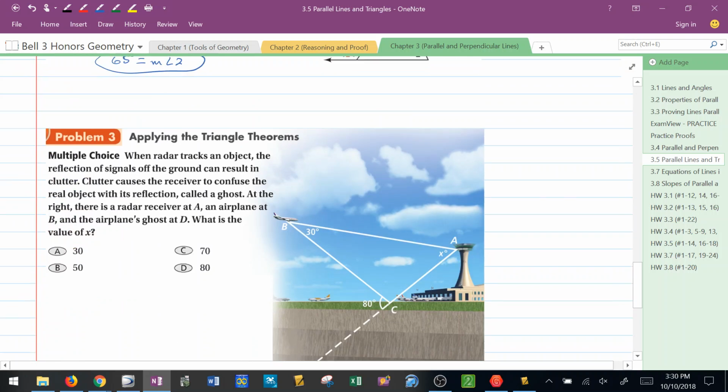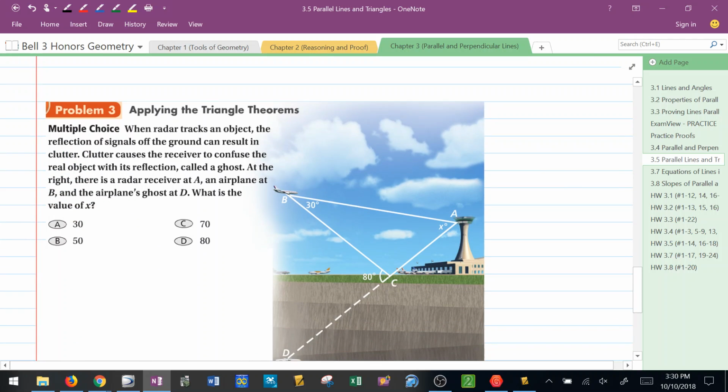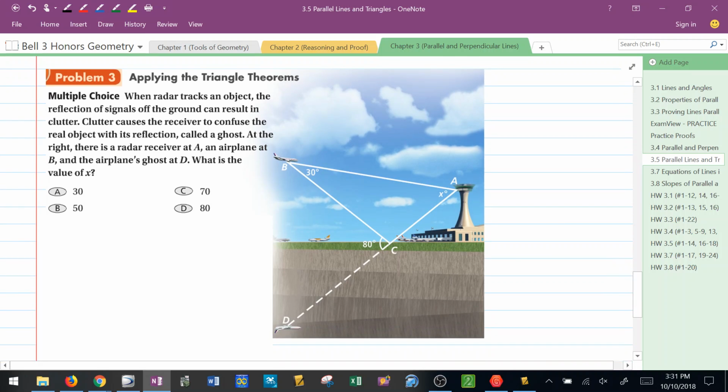Okay. Now, take a look at this third one. All right. On this third one, these are the kind of problems that you might see like on an SAT or an ACT. So it says, all right, the radar tracks an object, and the reflection of signals off the ground can result in a clutter. The clutter causes the receiver to confuse the real object with its reflection, called a ghost. So the ghost would kind of be down there where D is. At the right, there is a radar receiver at A, an airplane at B, and the ghost at D. How do I find the value of x?